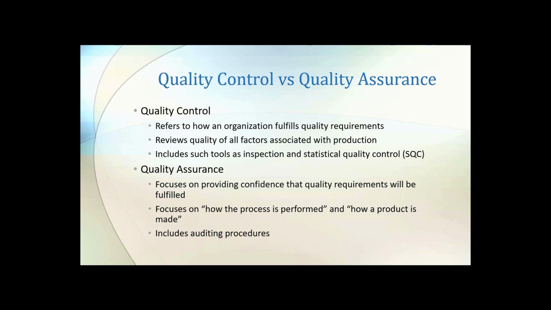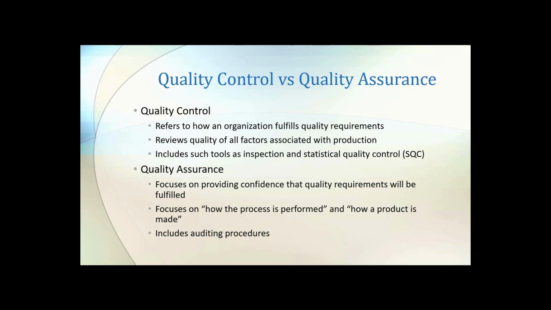Quality control refers to how an organization fulfills quality requirements. So basically, it tells you how a company is going to ensure that the products have quality. For instance, I have here that inspections are a way to do it. Statistical quality control, sometimes called statistical process control, is pretty much the same thing.